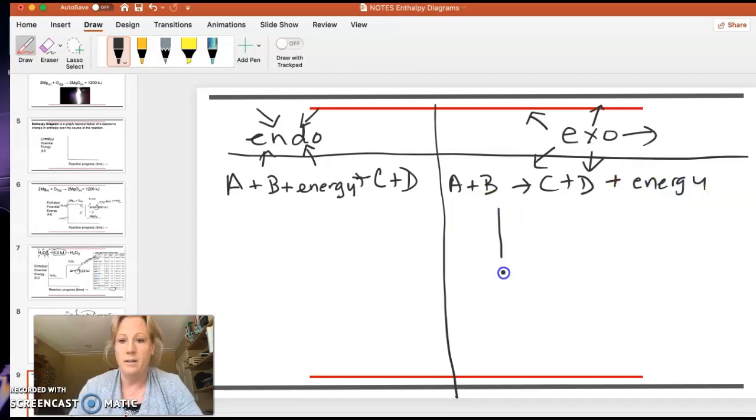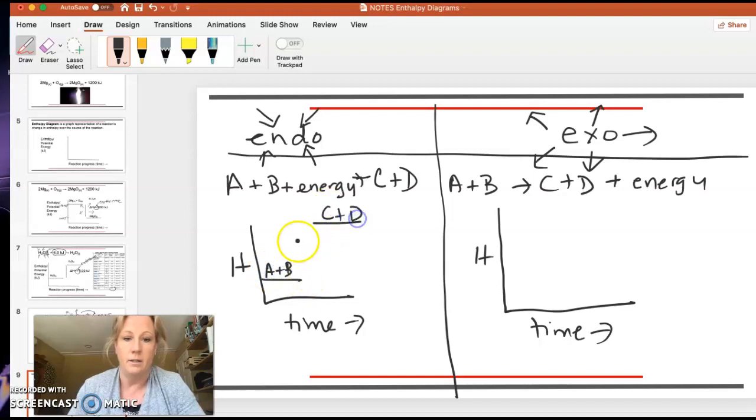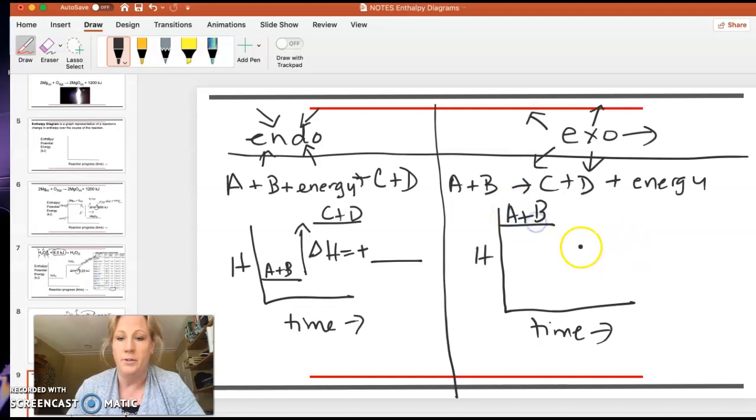So if I draw an enthalpy diagram for each, and this is just time. For this reaction, A and B are going to be lower in enthalpy than C and D. Our delta H here would be positive, whatever that value would be. And then over here, A and B start with more energy, and then C and D have less. Delta H would be negative, whatever this value is.